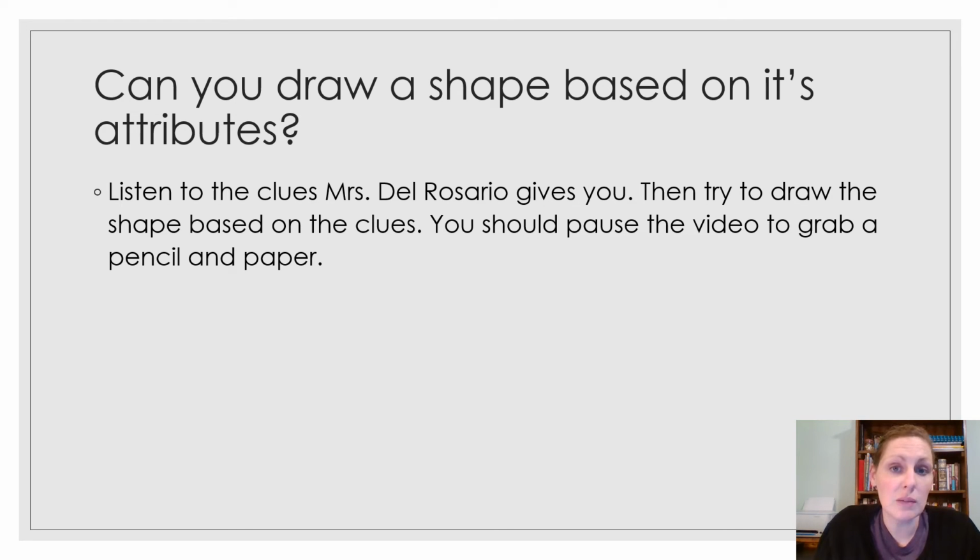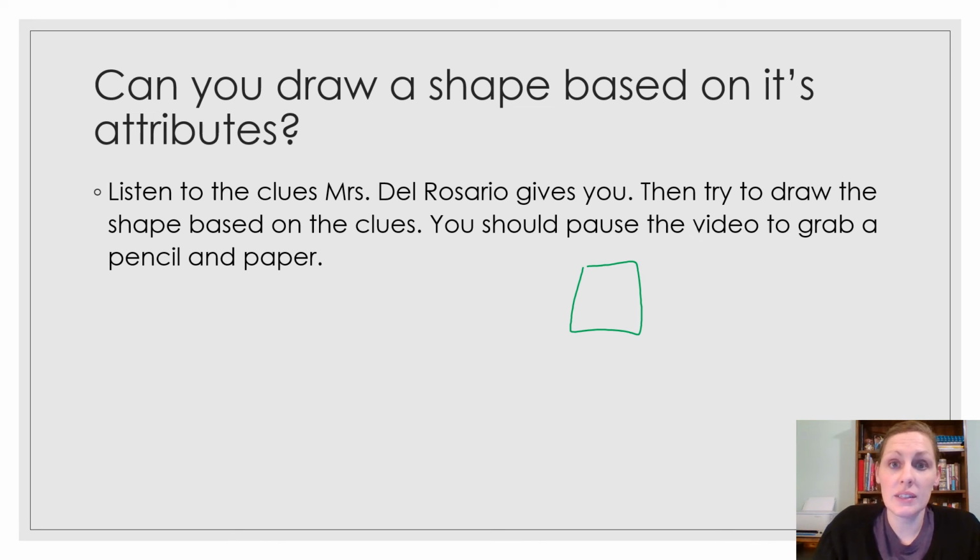Your first math riddle. I am thinking of a shape. This shape has four sides. Opposite sides are parallel, and all sides are the same length. It also has four angles. What shape did you draw? That's right, it should be a square because it has four sides. All sides are the same length, and opposite sides are parallel.